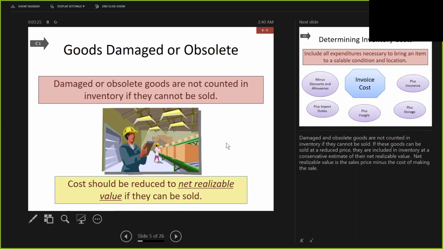We see that the damaged and obsolete goods should not be counted in inventory if they're not sellable, because they're just sitting there. They might as well have been thrown out, given away, whatever. They have no value to us. They're never going to be sold. And so, unfortunately, we need to take a hit and write those off. Get rid of them. Don't include them in inventory.